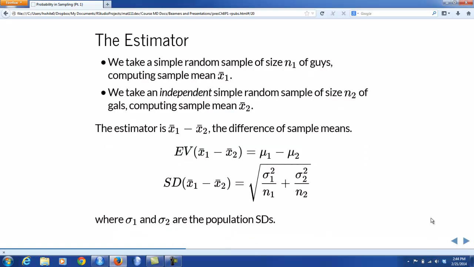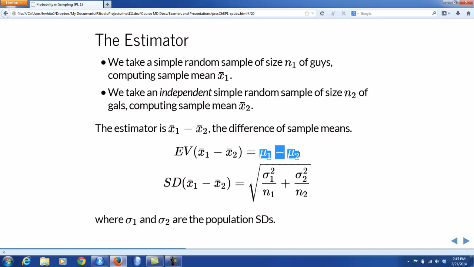To estimate this parameter, we could take a simple random sample of size n1 from all the guys in MatchPop, compute a sample mean, which we'll call x1 bar, and then take some independent simple random sample of size n2 from all the gals in MatchPop, and again compute the sample mean, but this time call it x2 bar. The estimator will simply be the difference: sample mean for the guys minus sample mean for the gals.